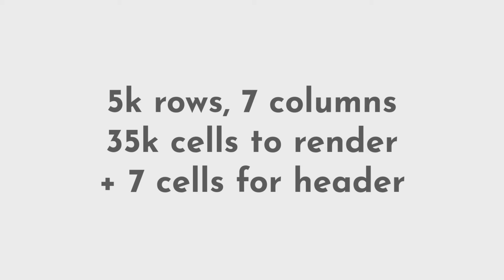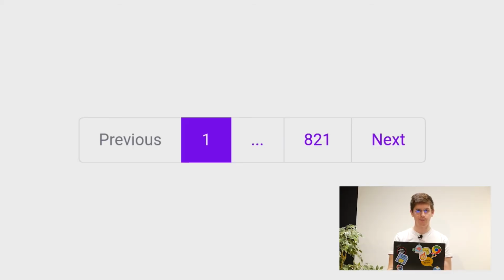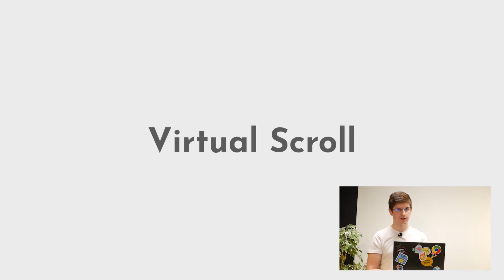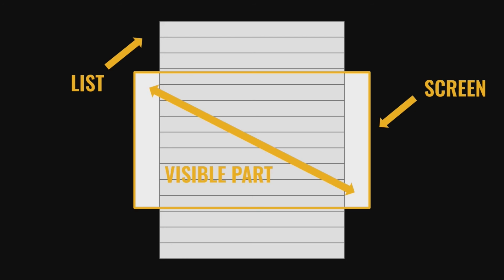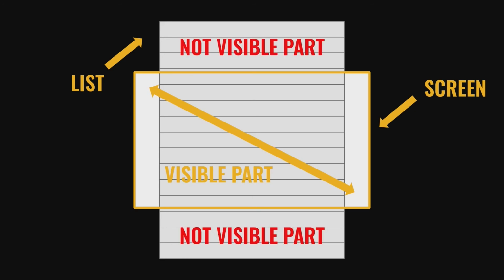The most popular solution for this problem is paging. I really hate it because it's bad UX. You have to click a lot on the next button, and it's not friendly for me. So fix number 4, virtual scroll. The main idea behind this fix is that we have a screen and a list. The list is much higher than the screen, so we have a visible part and a not visible part of the list. And we simply will try not to render those not visible parts. And that's all. It's really that simple.